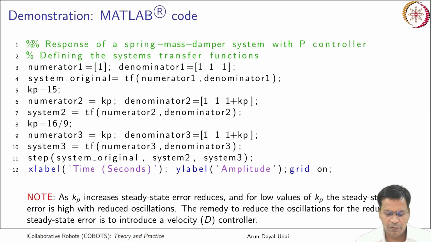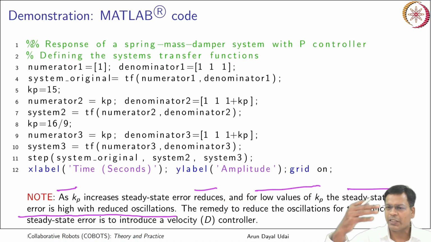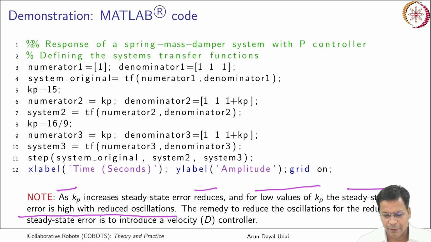So what do you observe here? As kp increases, steady state error reduces. So increasing the kp gain reduces the steady state error. For low values of kp, steady state error is high with reduced oscillation. So basically kp increases the oscillatory nature. It makes your system very much oscillatory, but it takes you very near to the desired commanded value. Steady state error is there, but it is less.